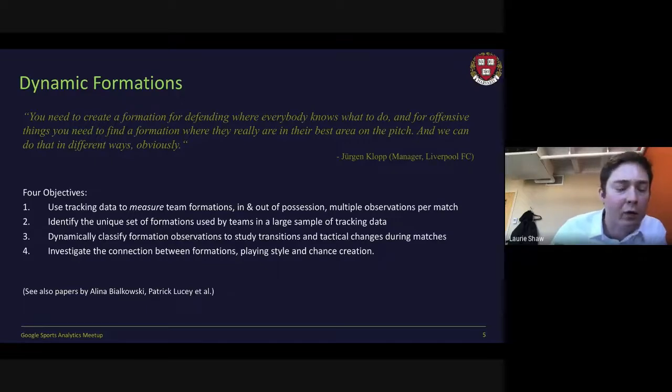And then finally, I'm going to talk a little bit about some of the bits of work that we're doing now to investigate the connection between formations and playing style and chance creation and the speed with which teams can transition between different types of formation.